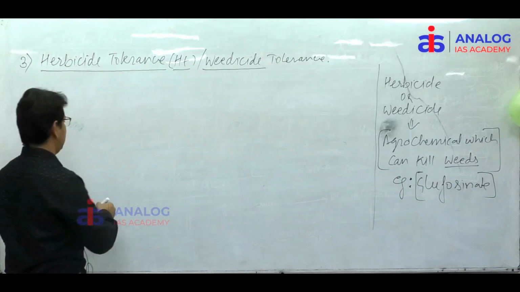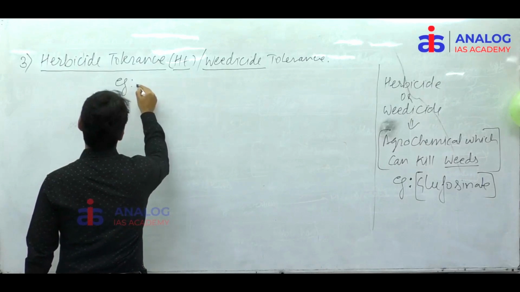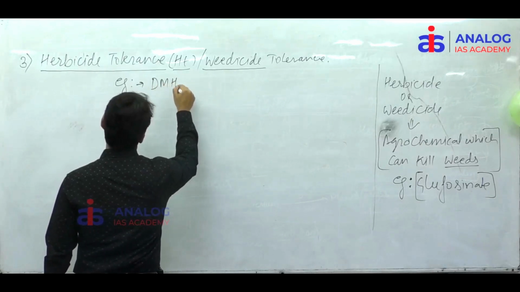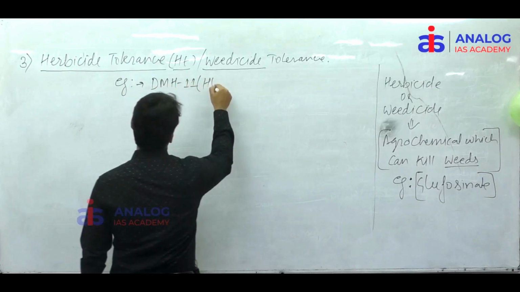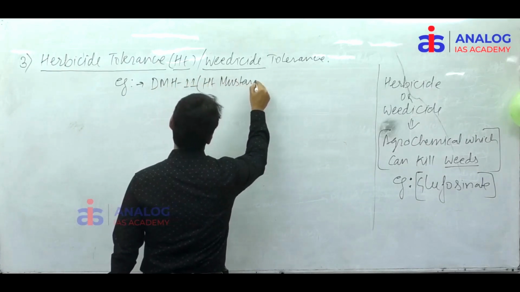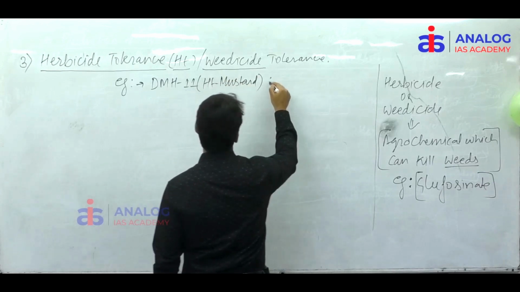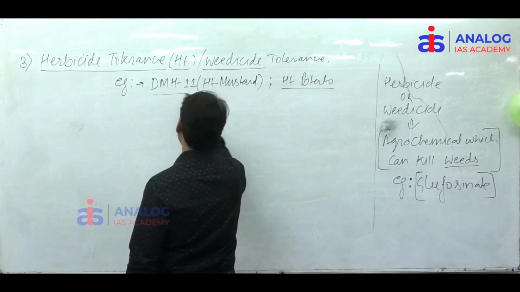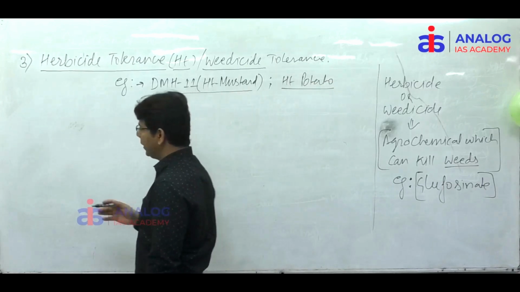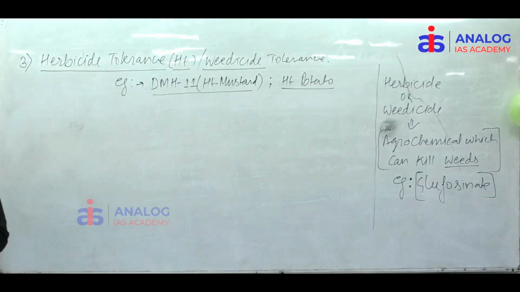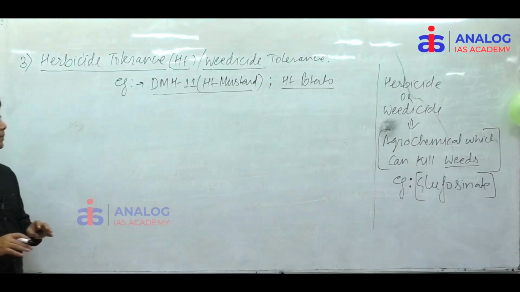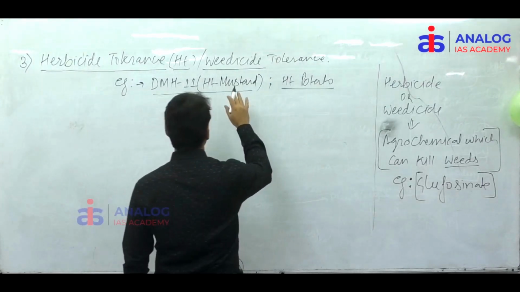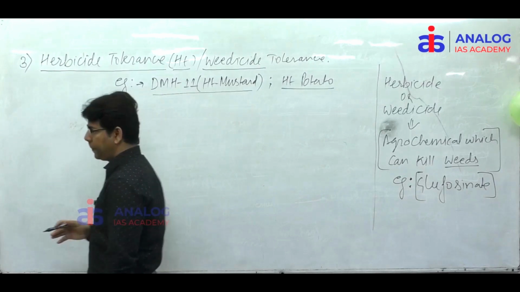So first of all, we'll understand what that is. An example of this is DMH11, that is your HT mustard. And HT potato is also there. HT potato is under field trial, but DMH11 is something which is already at the environmental release stage. I mean, if everything goes smoothly without any kind of problem, then we can use this mustard in the coming years.